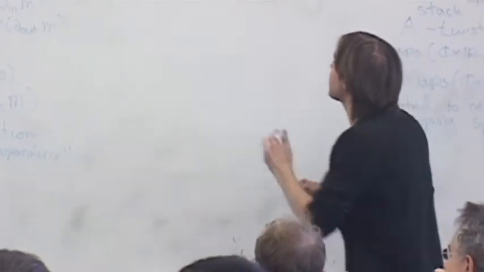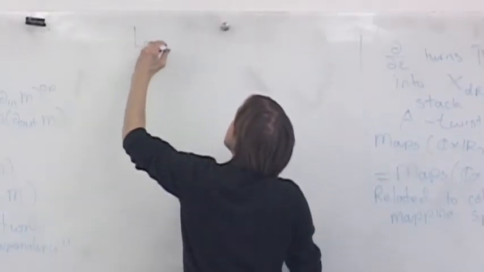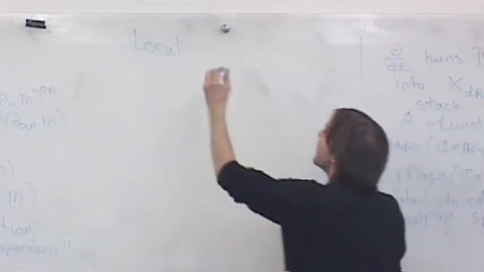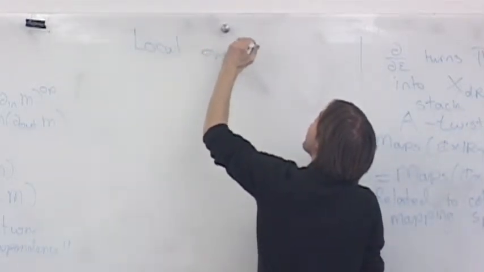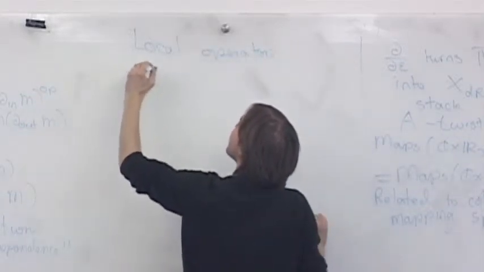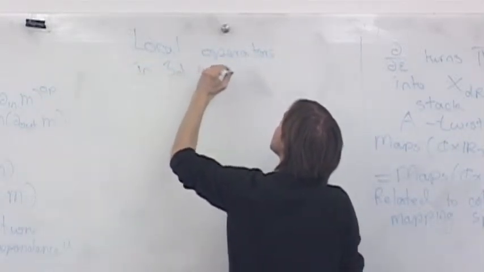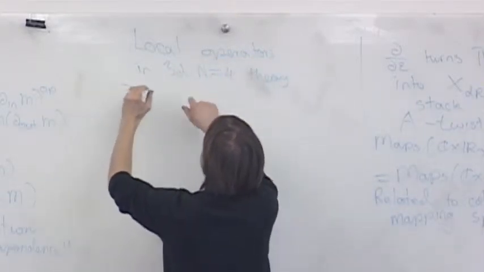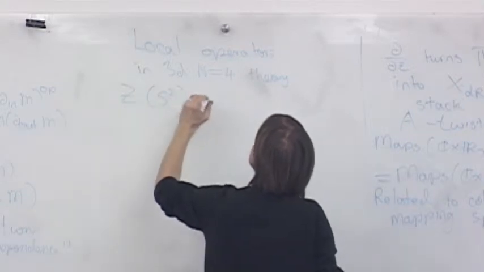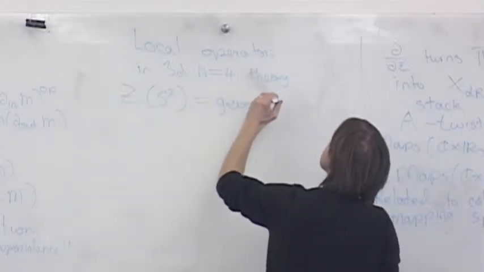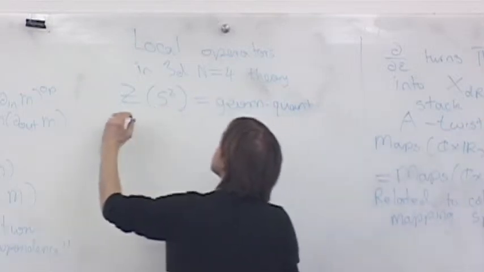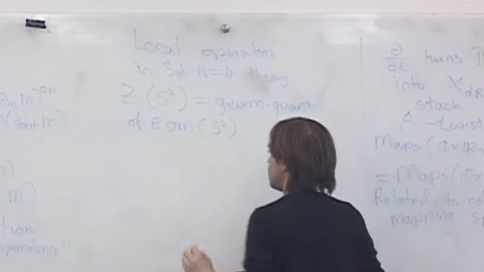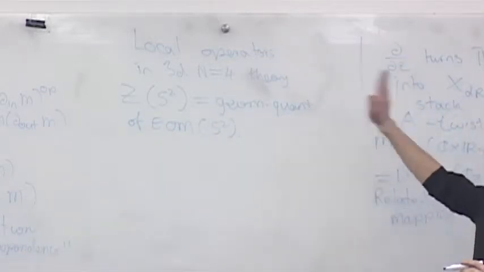Okay, so let's apply this to our example. Consider local operators. I think this conference is really the 3D N equals 4 theory conference. In the 3D N equals 4 theory, local operators should be the Hilbert space of S2, which is supposed to be geometric quantization of equations of motion of S2. Let's calculate this in two examples.